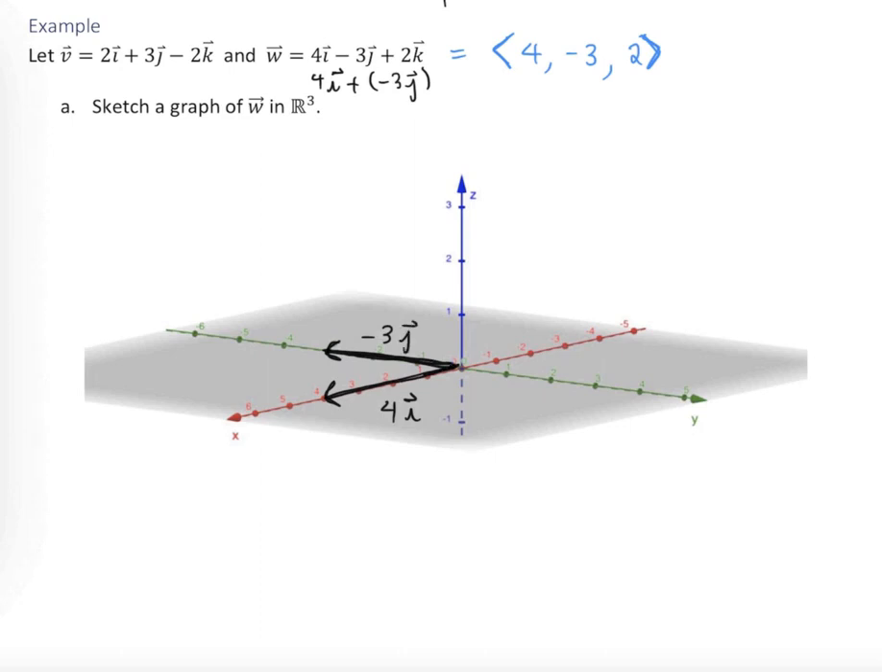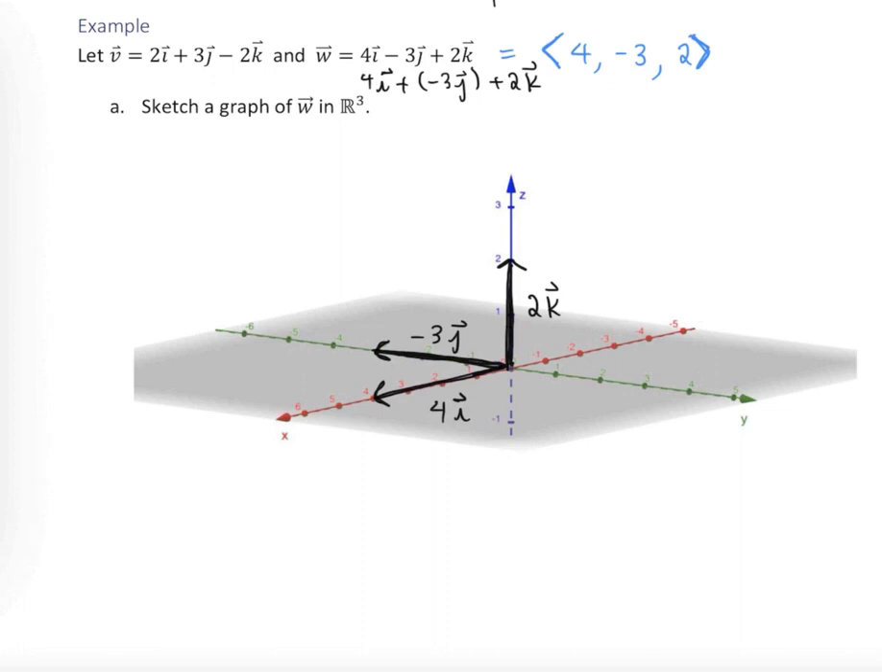And then let's also consider the plus 2k vector. k is in the direction of positive z, and 2k stretches it out to a magnitude of 2. So here is my 2k vector. We're going to be adding these three vectors together. When we add these three vectors together, we're going to create a box, and the sum of the three vectors is going to cross the diagonal of that box.